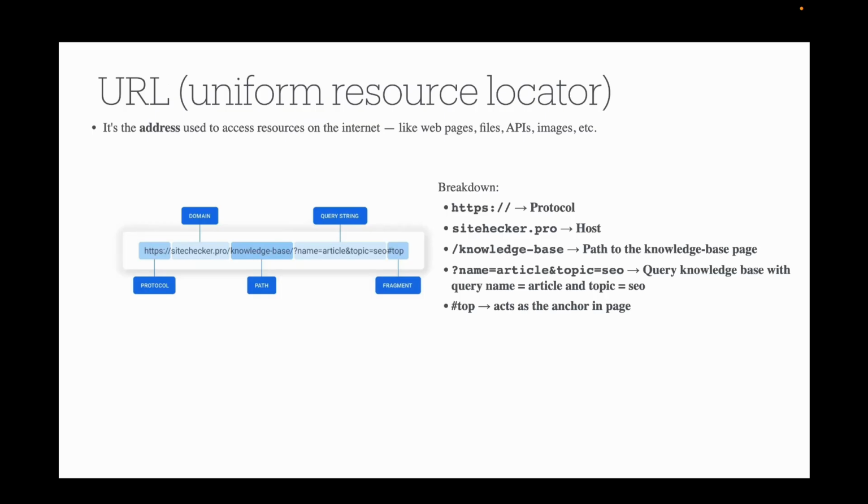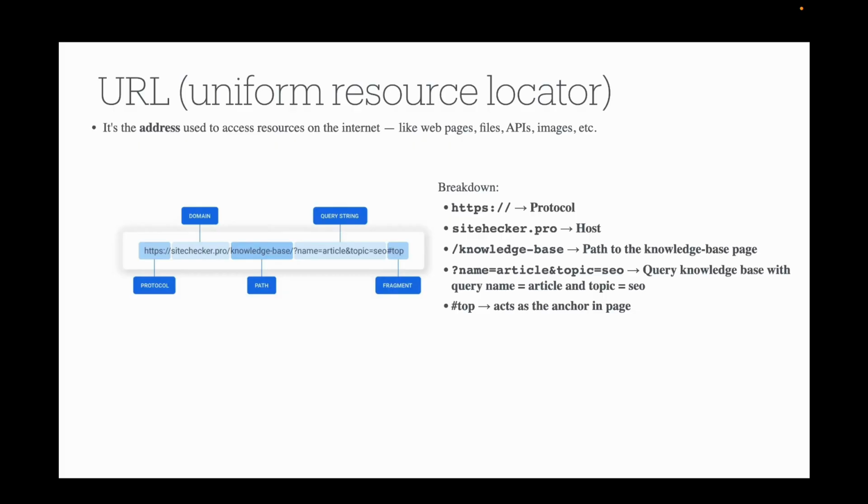Next we have URL, Uniform Resource Locator. What is this? It is the address used to access resources on the internet like web pages, files, APIs, images, etc. You must have surfed the internet, and you must have seen something like https:// and so on at the top of your web page. So this is basically a URL.